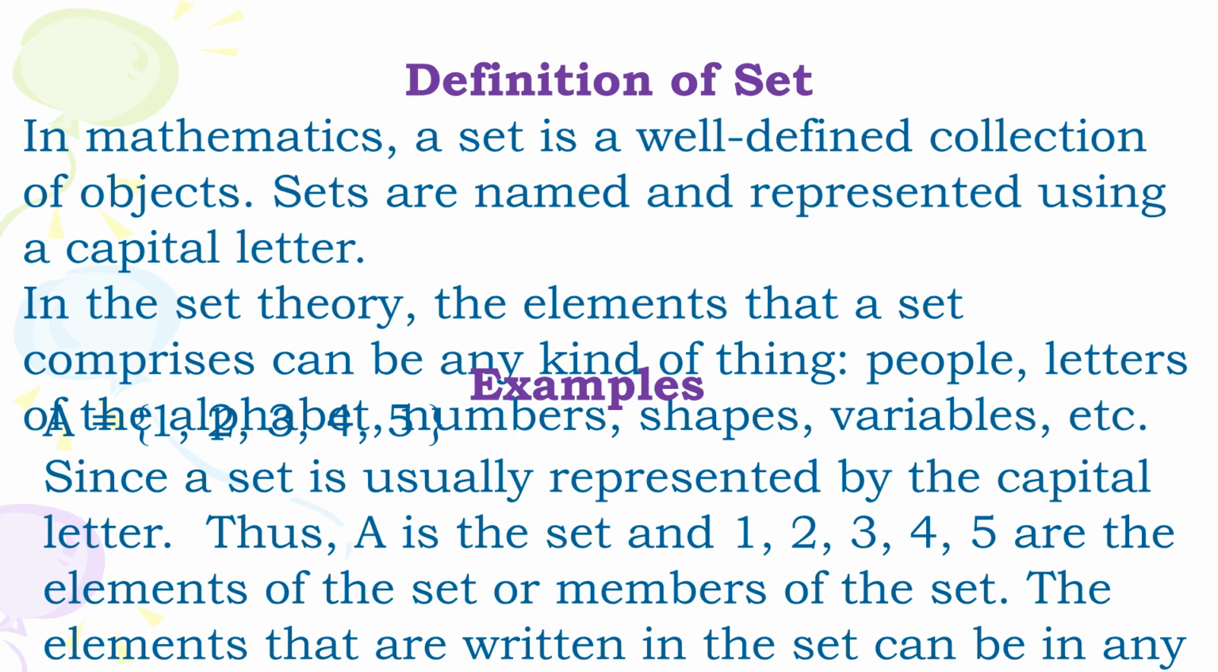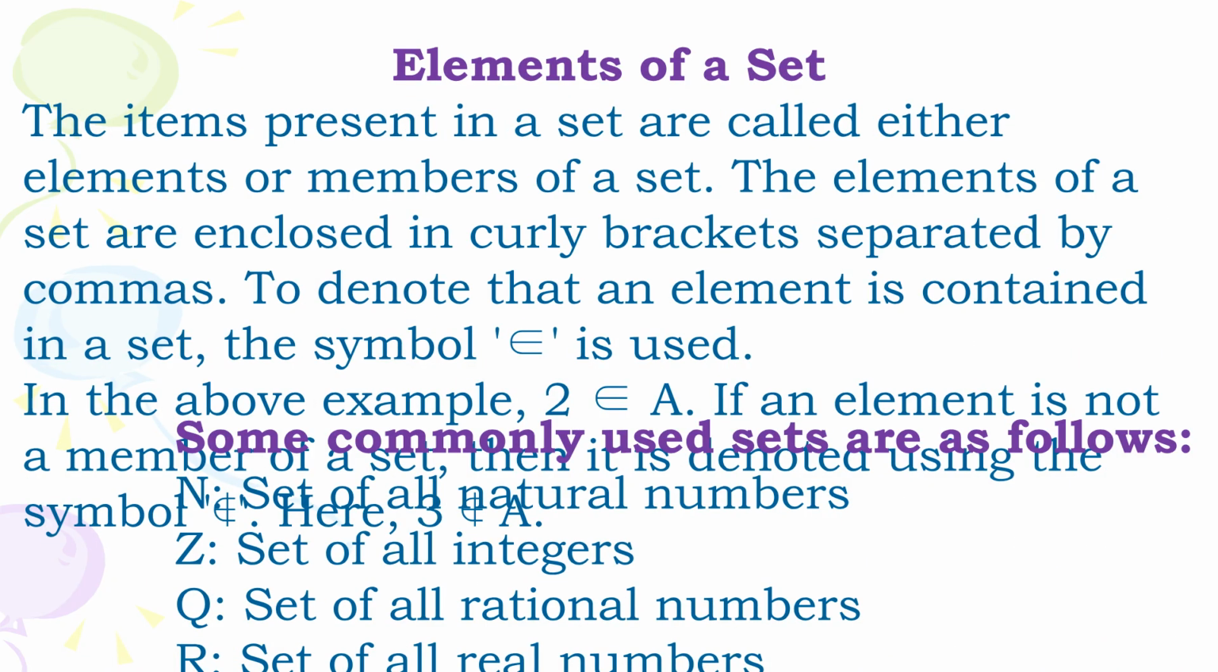In mathematics, a set is a well-defined collection of objects, represented by capital letters. Elements can be anything: numbers, letters, or shapes. Elements in a set are unique, and their order does not matter. Elements are enclosed in curly brackets and separated by commas.